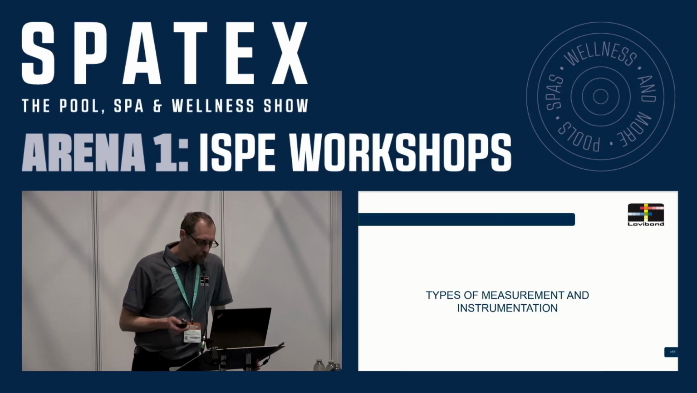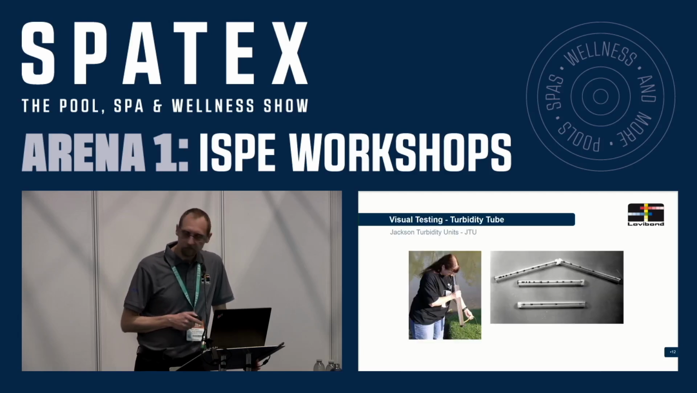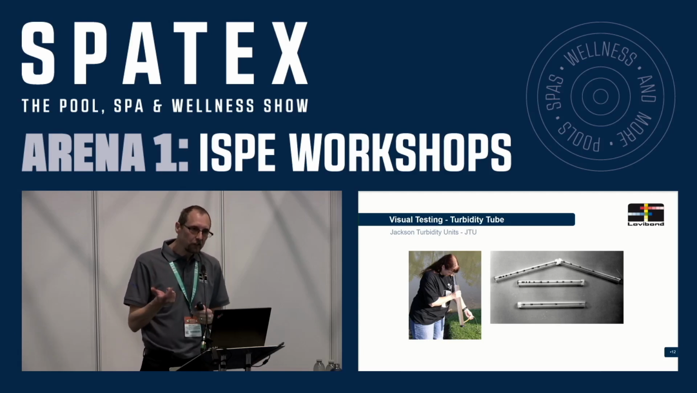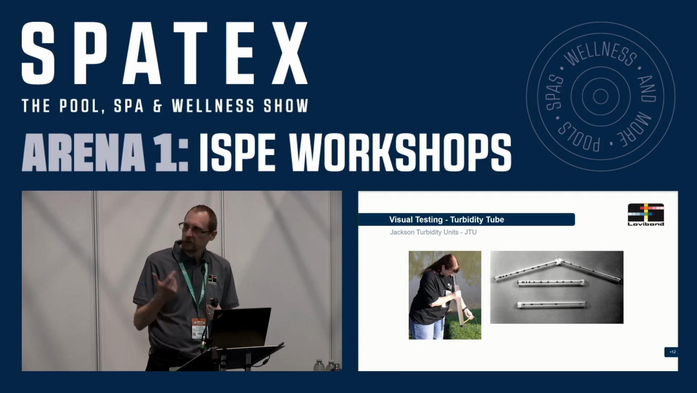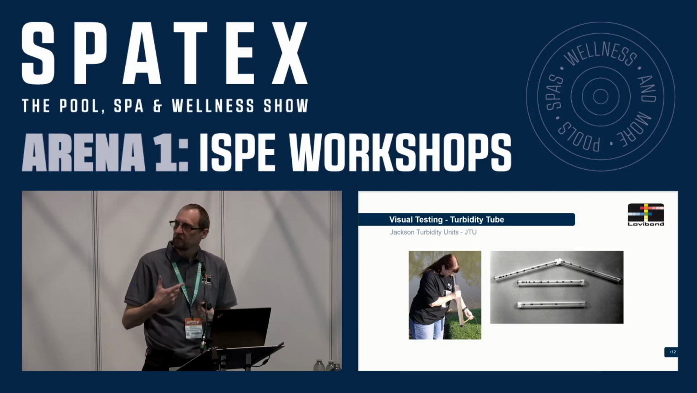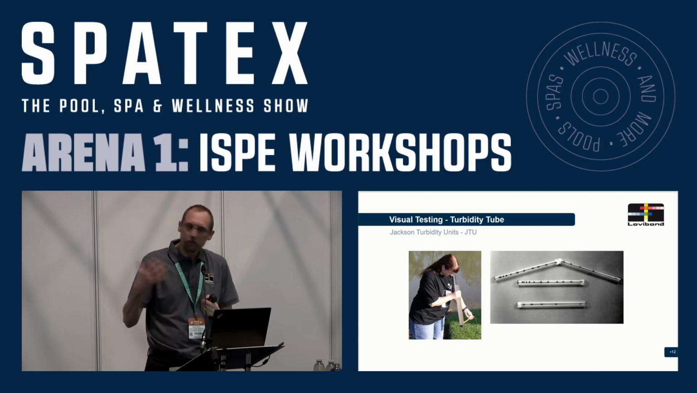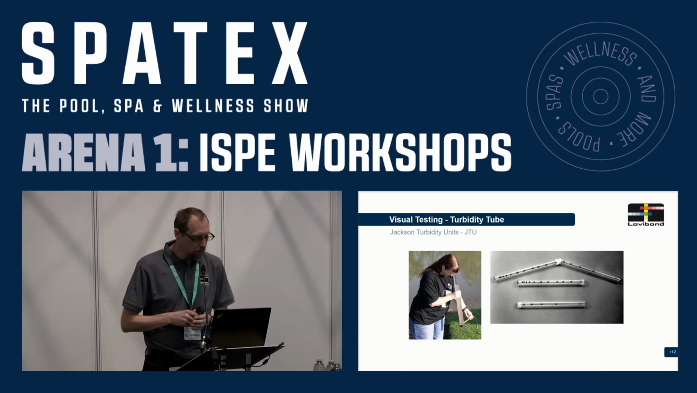Okay, let's have a look at some different kinds of instrumentation and test kits that we've got for turbidity. Here we've got a visual system, which is a turbidity tube. If you guys have ever used a cyanuric acid test or a sulfate turbidity test in the swimming pool industry, then you'll be familiar with this kind of test kit. Those two test kits are a modified version of this turbidity tube.